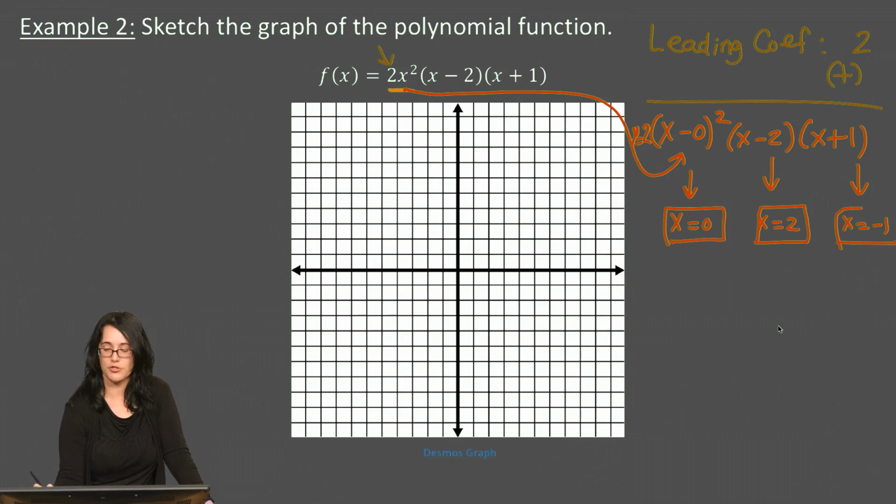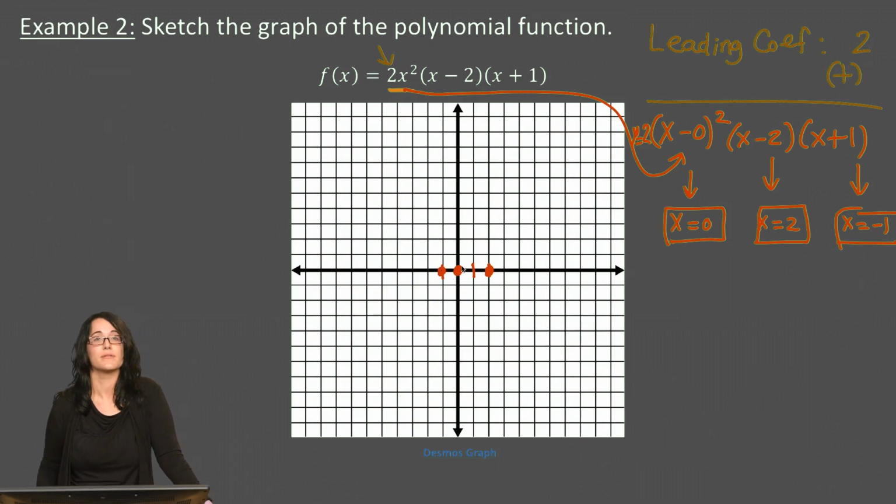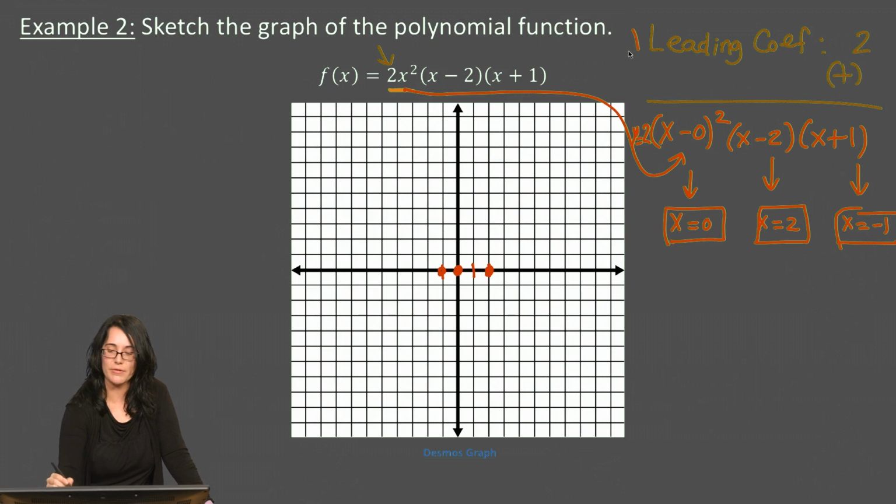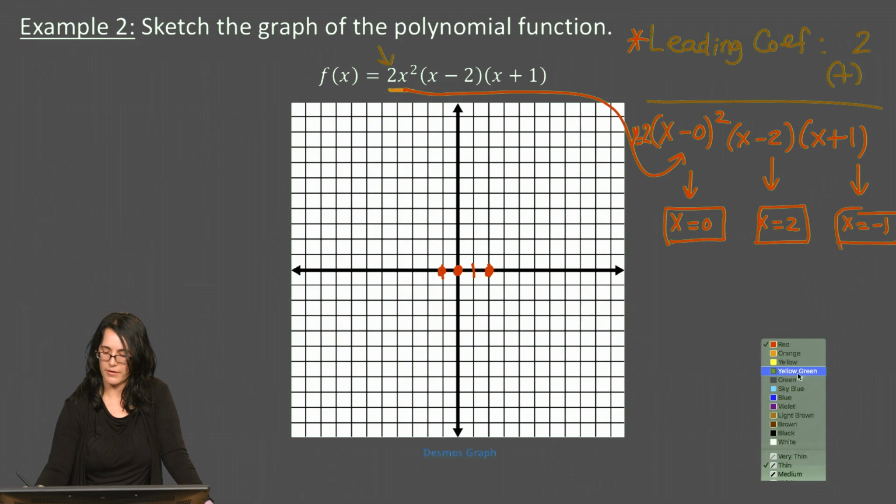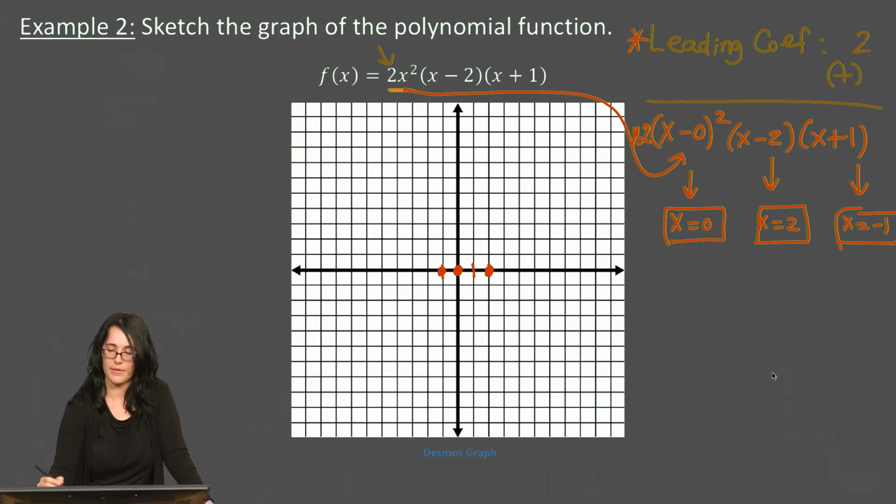So on my graph, let's show that. At 0, x-intercept, at 2, x-intercept, and at -1, x-intercept. Now, what about the end behavior? Well, for end behavior, not only do we need the sign of the leading coefficient, but we also need the degree. That's right. What was our degree here?